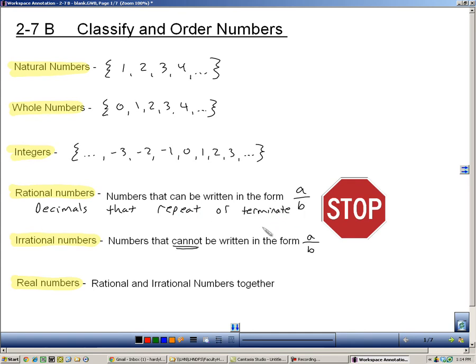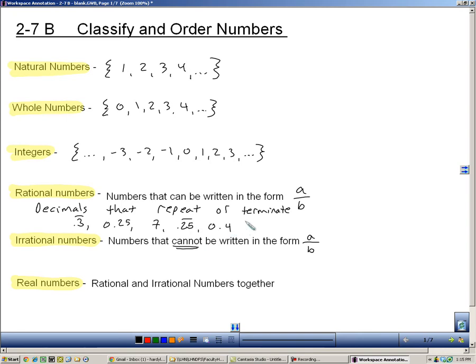Now, what are some examples of decimals that repeat or terminate? 0.3 repeating is a rational number. 0.25 is a number that terminates or cuts off. 7 is a rational number because it cuts off. 0.25 repeating, or 0.4. These are all examples of rational numbers. They cut off in their decimals or they repeat.